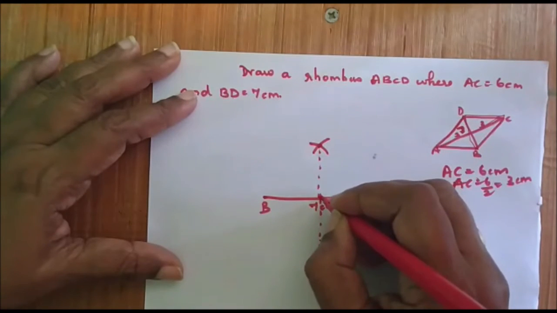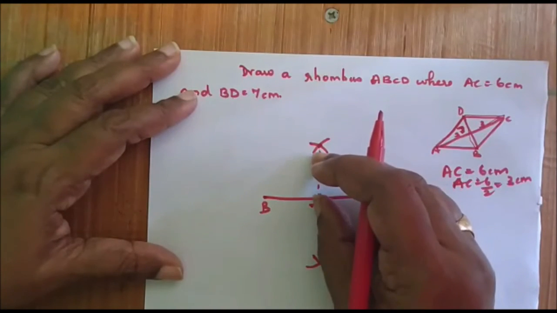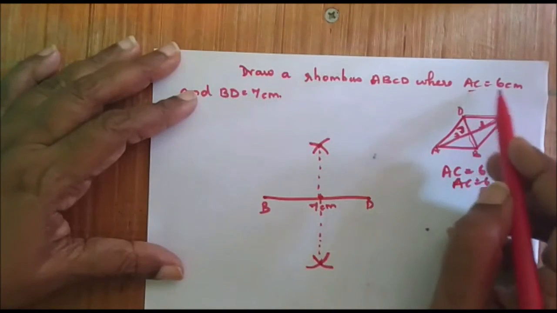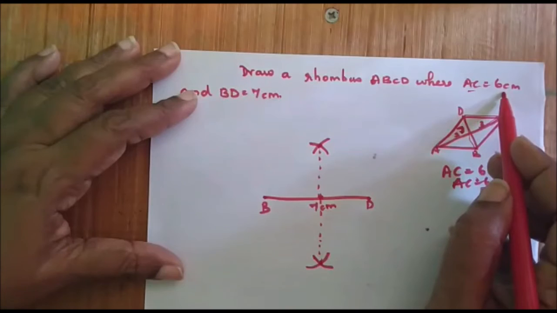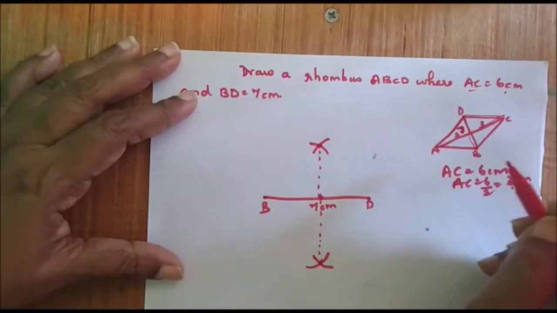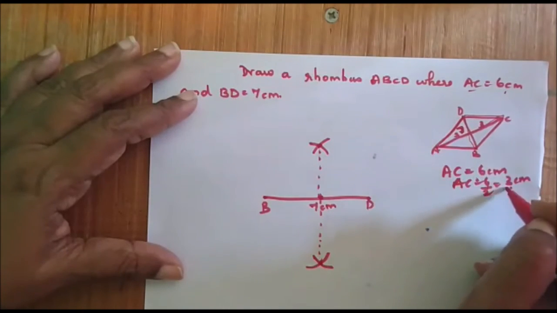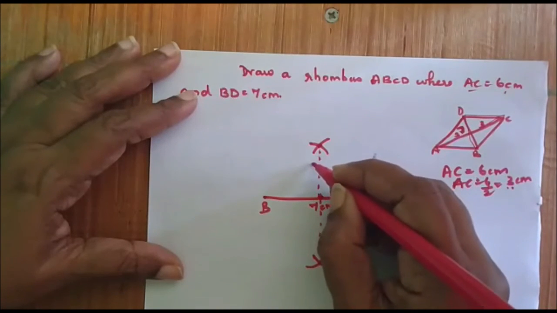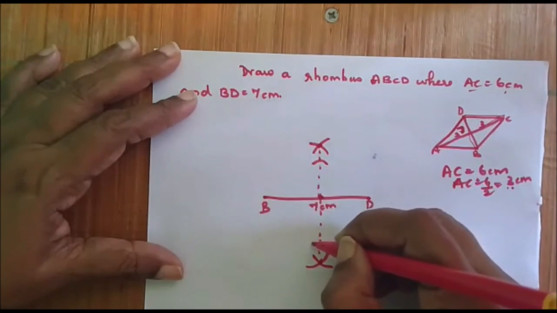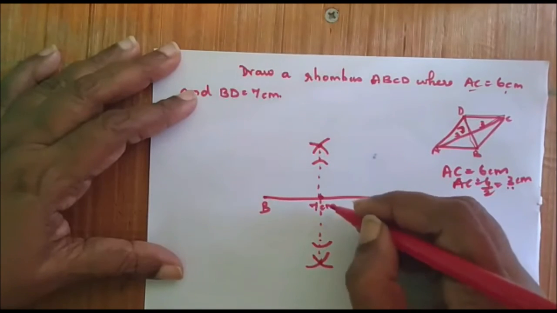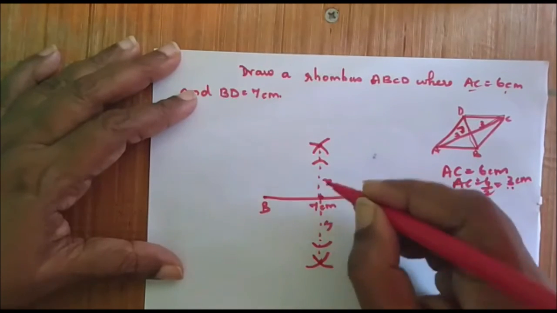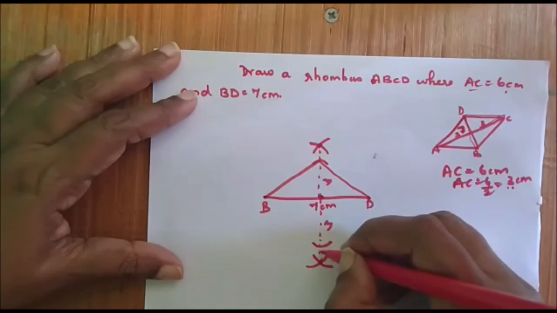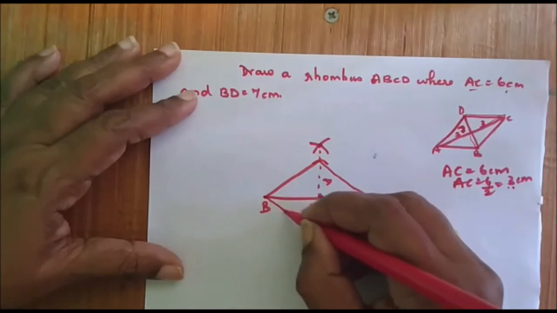So I'll keep my compass here. I will measure 3 centimeter. Why should I take 3 centimeter? Because the given diagonal is 6 centimeter, and since it bisects it, it is 6 by 2 is 3 centimeter. So I'll keep it here at this midpoint. I'll draw an arc of 3 centimeter. Similarly, I'll draw an arc here of 3 centimeter. Now when I join all the 4 points, I get the rhombus which I need.